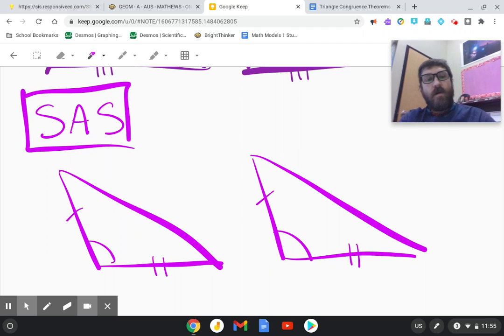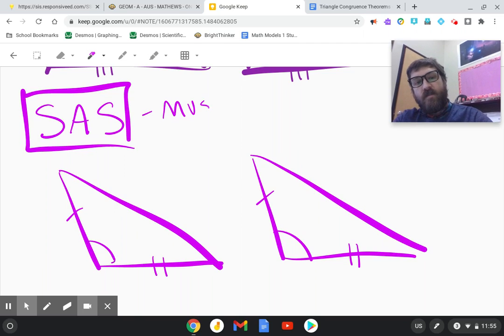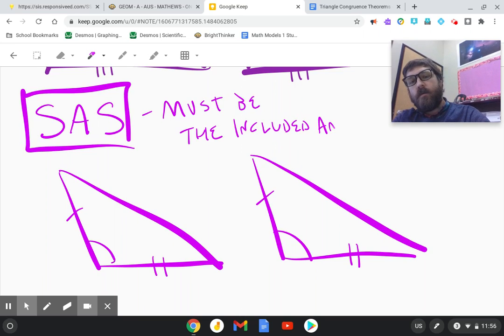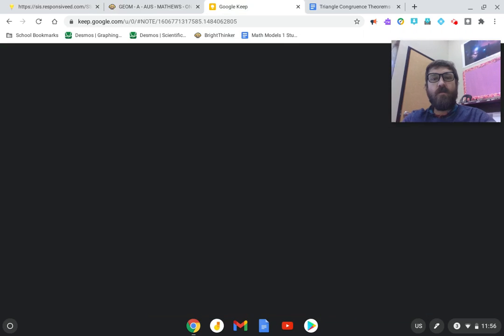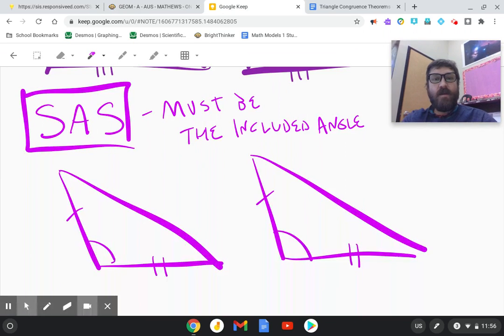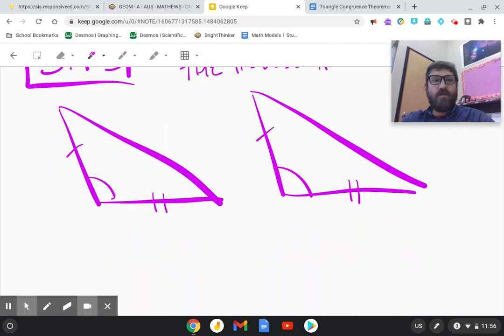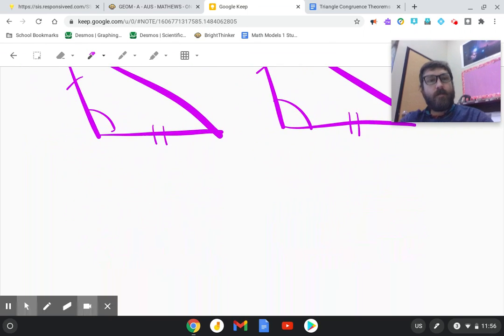Notice it must be the included angle. Cannot be one of the other angles. It also says that on this page. It says here, side, angle, side, two sides and the angle between them are congruent. So for side, angle, side, it's got to be two sides and the included angle. So that is enough information to prove that two triangles are congruent.